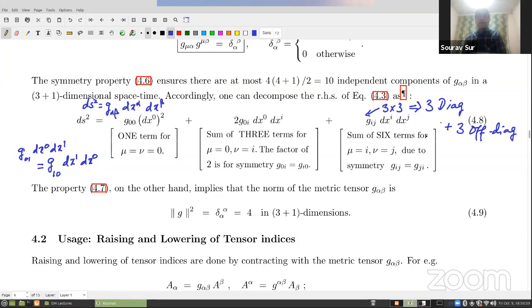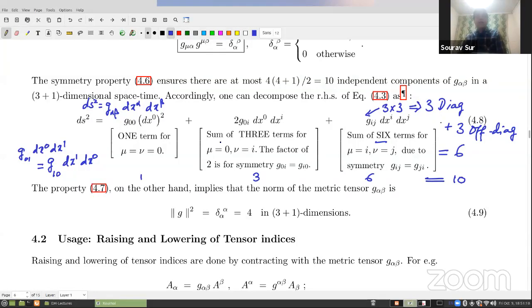Because the off diagonals from both sides are identified, there'll be in total 6 elements in that set of 6 terms. So in all, there'll be 1 here plus 3 here plus 6 here. That makes it 10. So at most in 4 dimensions, there could be 10 terms involved in ds squared.